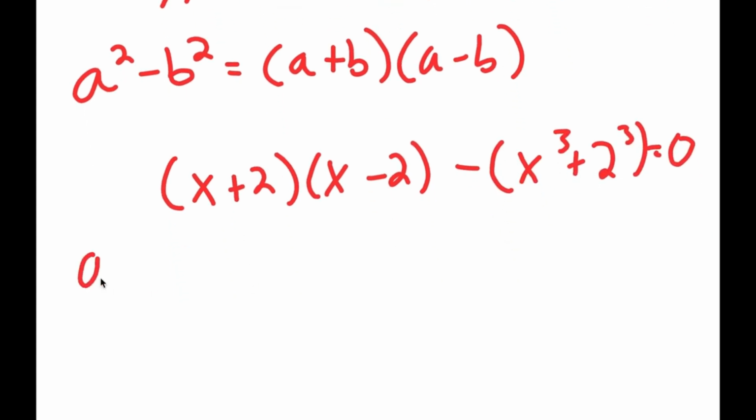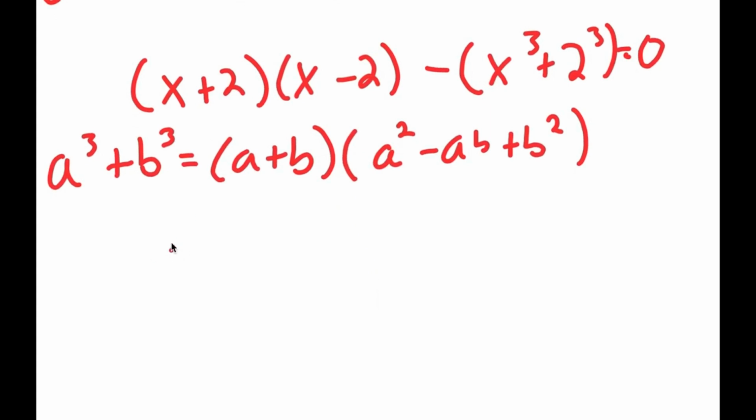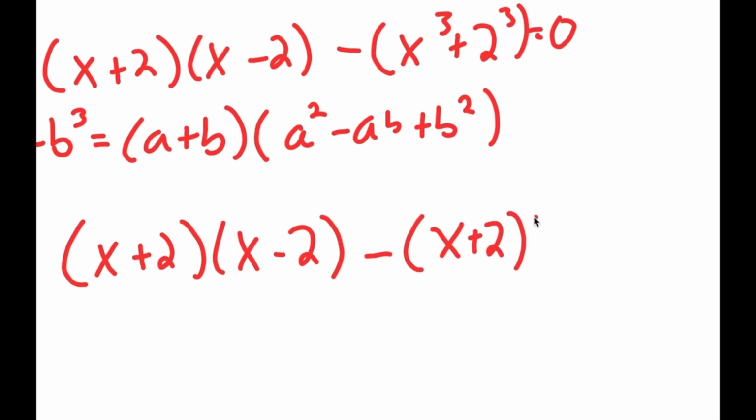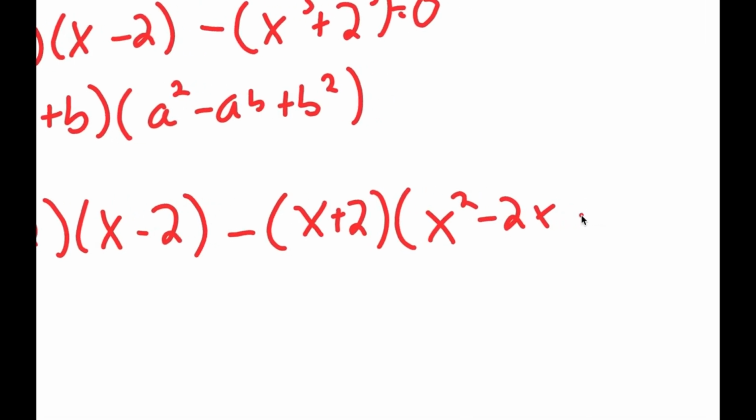And now if I have something in the form a to the power of 3 plus b to the power of 3, this is going to equal a plus b times a squared minus ab plus b squared. And these two properties are really important in algebra, so I would recommend memorizing them. So now I get x plus 2 times x minus 2 minus x plus 2 times x squared minus 2x plus 4 is equal to 0.